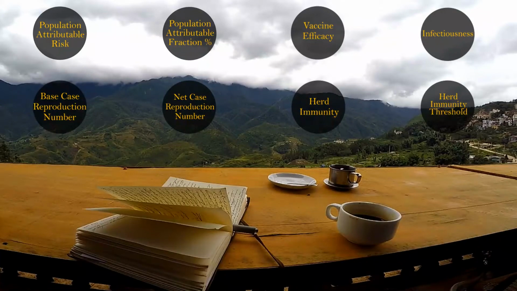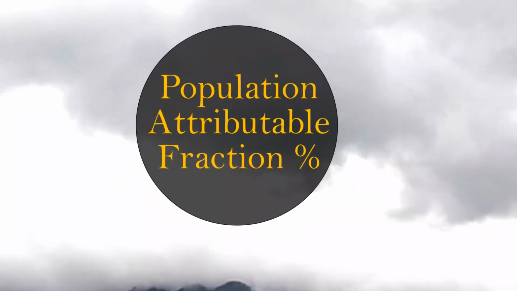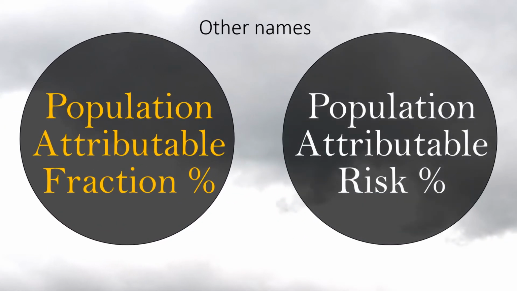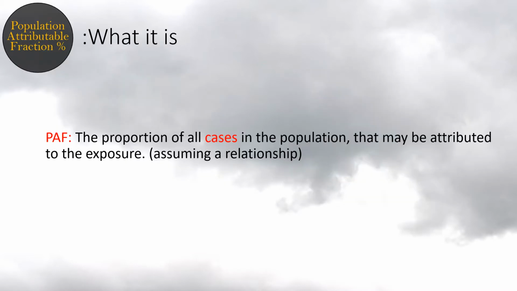Population attributable fraction. So then, other names to start with. It is also called population attributable risk in percent, or PAR percent. You can use either or. They normally differentiate them between PAR and PAF, but PAR percent is just as valid. Most people will understand what you're talking about there. Anyway, what is it? PAF.